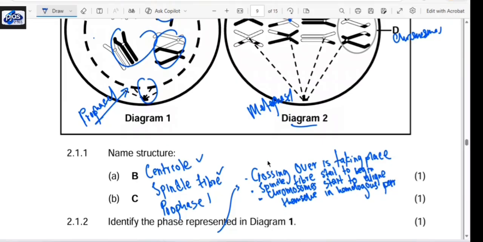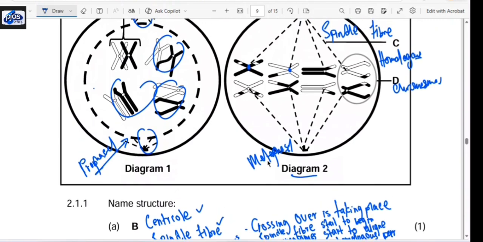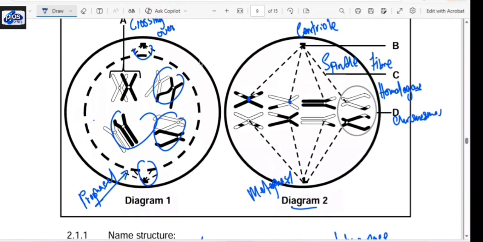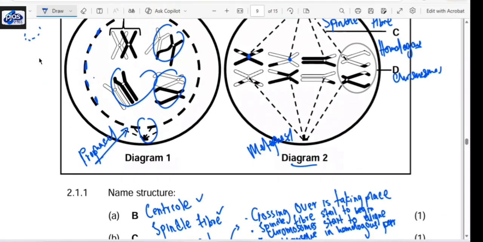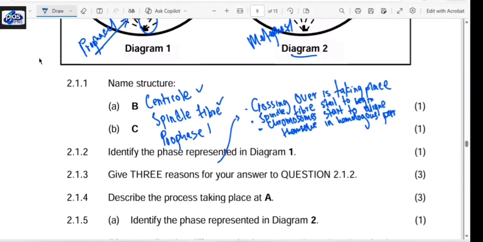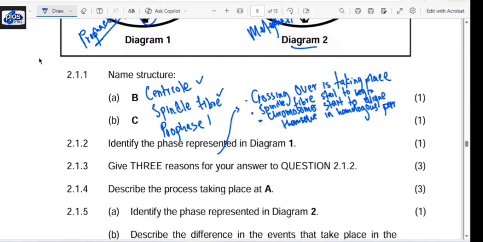Okay, and you can add that the nuclear membrane starts to disappear. Yes, you can see here, this is the nuclear membrane here. You see, the nuclear membrane starts to disappear. Yes.